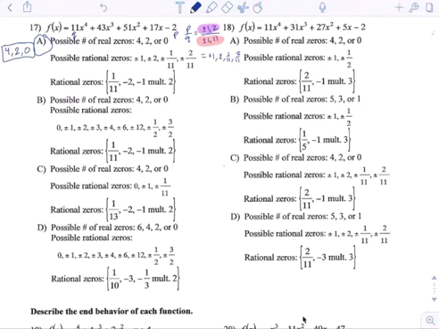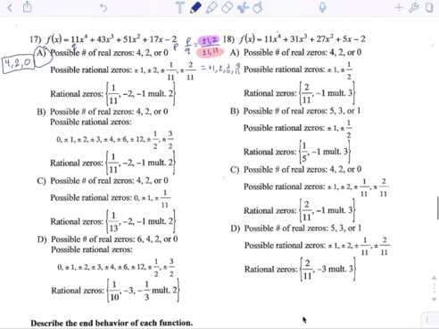Okay, 18. Same thing. Highest degree is 4, right? So to find your possible number of real zeros, we got 4, and then keep on subtracting 2. 4 minus 2, 2. 2 minus 2, 0. So those are possible real zeros, so we can automatically eliminate that one, and we can eliminate that one. Now we just have to find our P over Q.